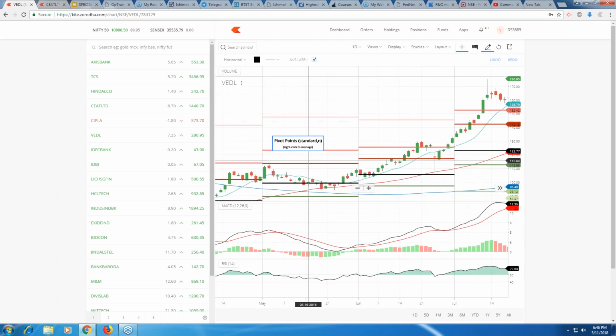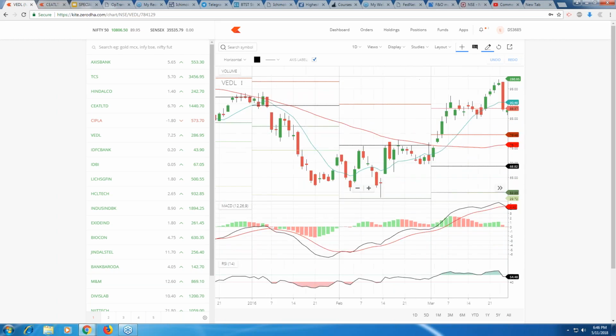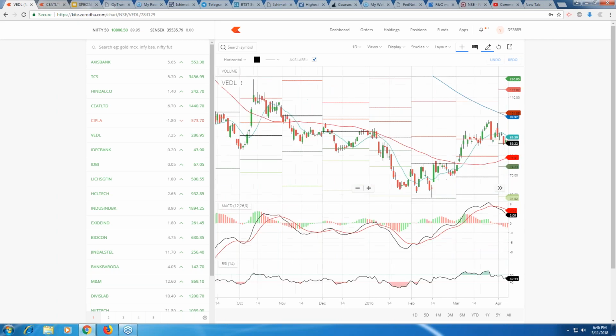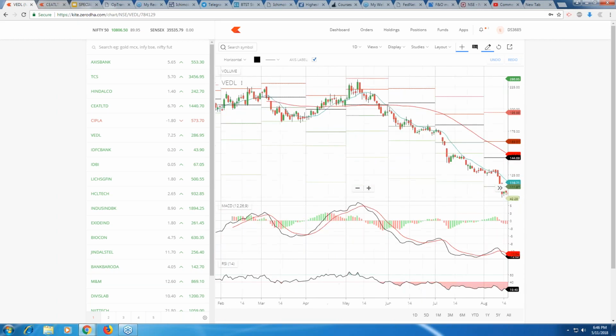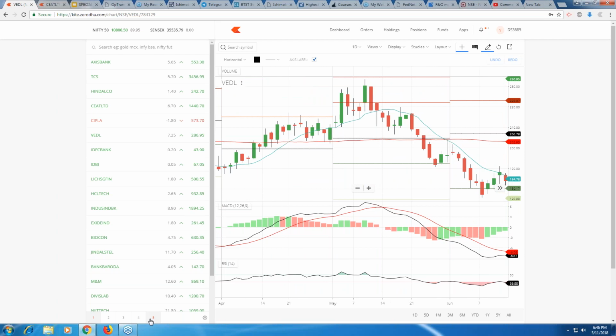Fine. So what I'm trying to tell you here is that identification of the trade is very, very important. So where else do I remember? Voltas. I remember Voltas.